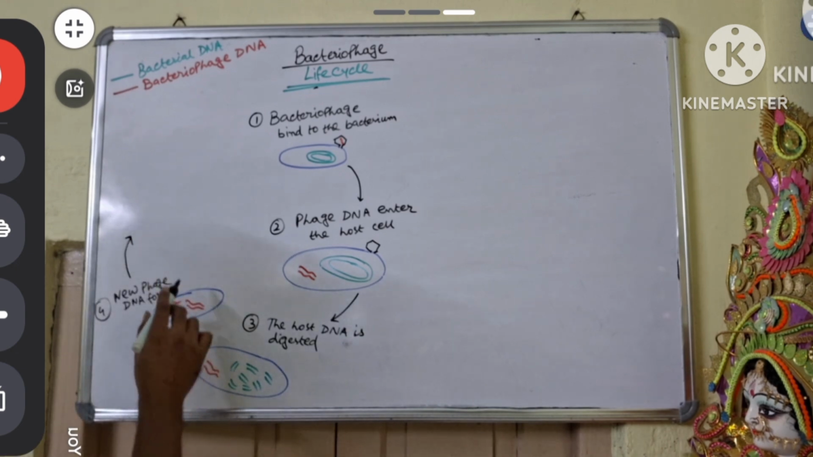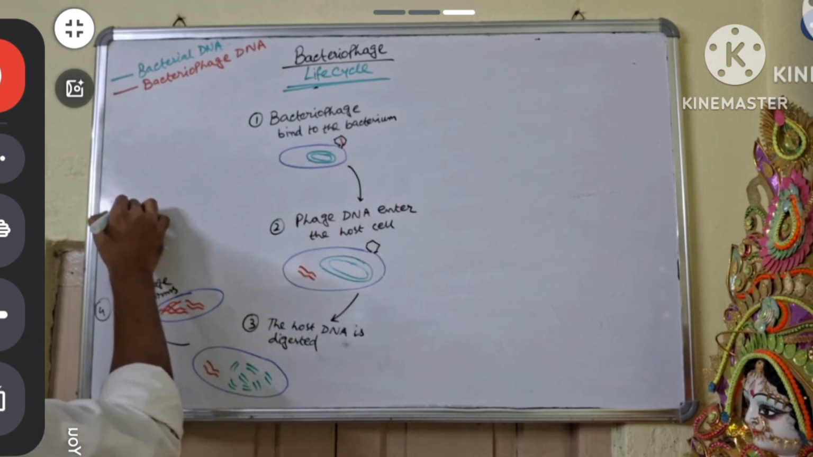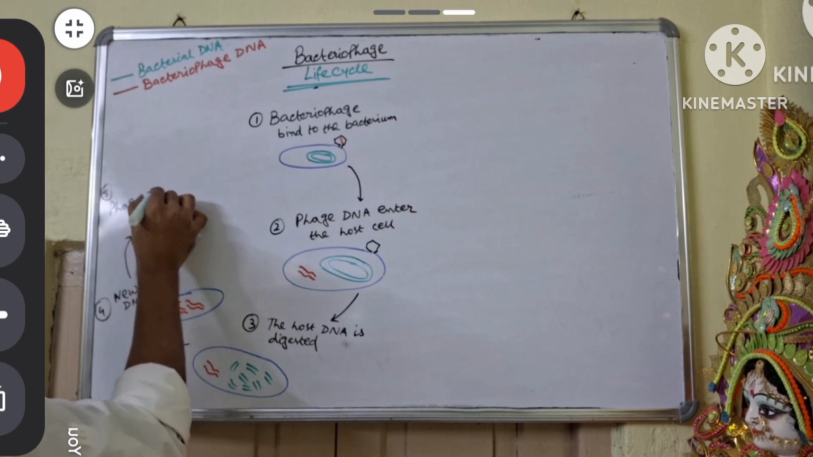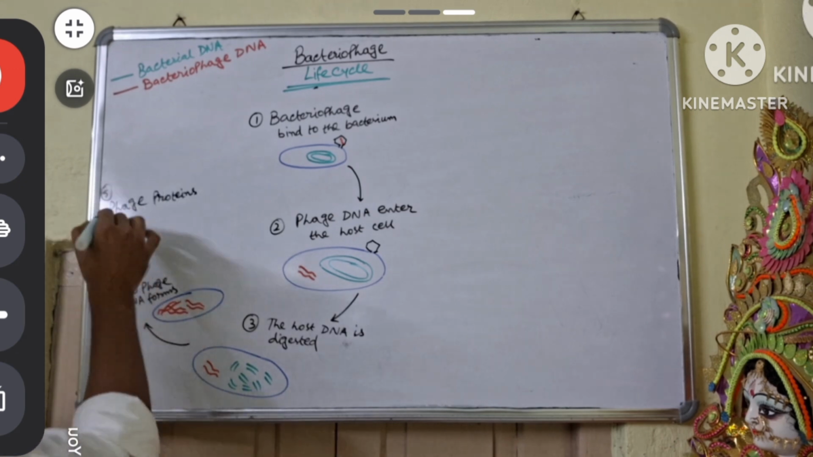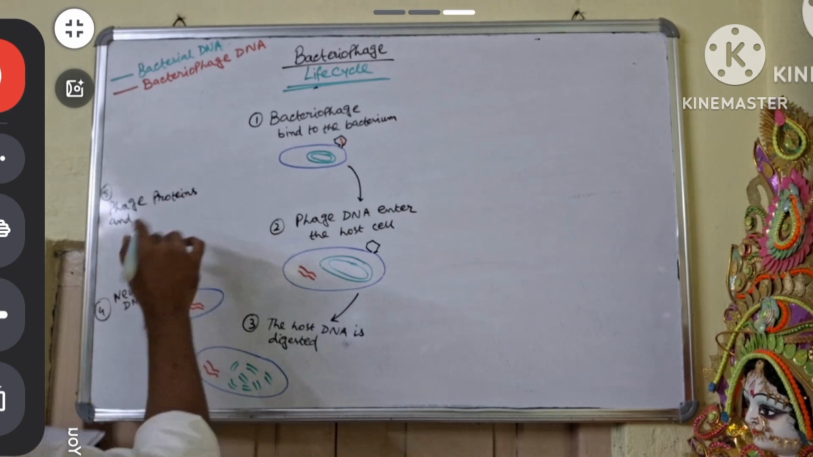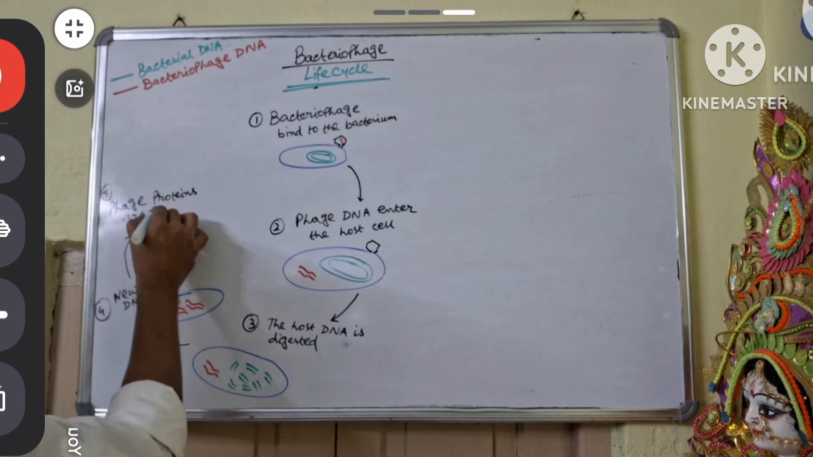From that DNA, they transcribe and synthesize protein. Phage proteins, number 5. New phage proteins are synthesized.